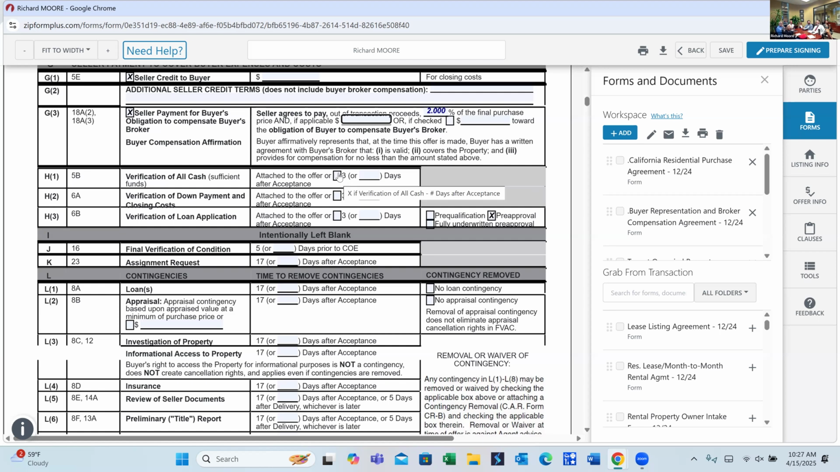This is saying after acceptance, I'm going to provide these documents. So if I check the box, verification of all cash, that means after acceptance, I'm going to provide that. I would say most listing agents probably are not going to entertain your offer too seriously without verification of money, financing, and so on and so forth. And then section H3 to the far right, I check pre-approval. There's pre-qualification, fully underwritten approval.